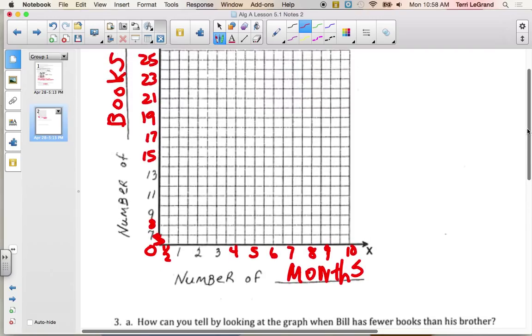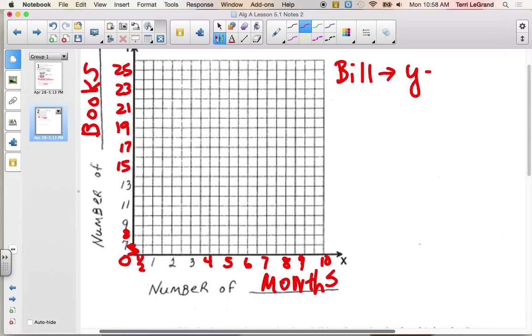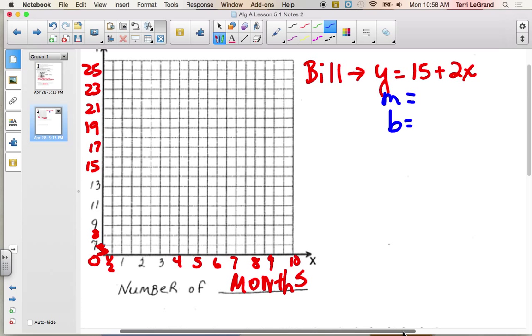So now that we have our graph set up, let's take our equations that we have from the front. Let's write down Bill. Remember, Bill's equation is what? 15 plus 2x. Y equals 15 plus 2x. Okay. And for graphing, what do we need from that? The M and the B. So we're going to get the M and the B from it. What's the slope of this? 2. And the y-intercept? 15. Okay, this is where it gets tricky.